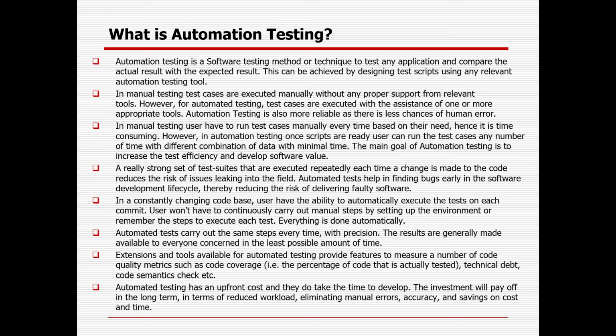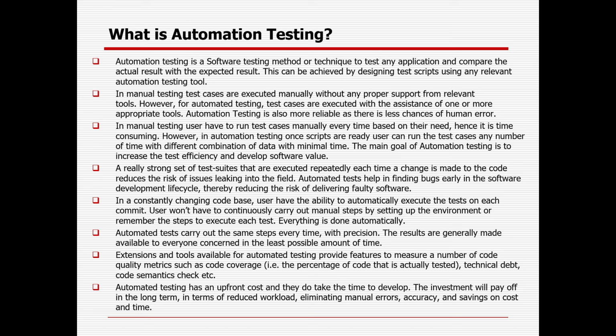Suppose you have 100 test cases. If you run them manually, it might take 10 days, but if you automate them, it might take 40 days. But if you want to run them only 2 times, the manual time will be 20 days, while the automation time will be 40 days of development cost, plus maybe one day for running on every release. So it will be 42 days. Your return on investment is negative here.